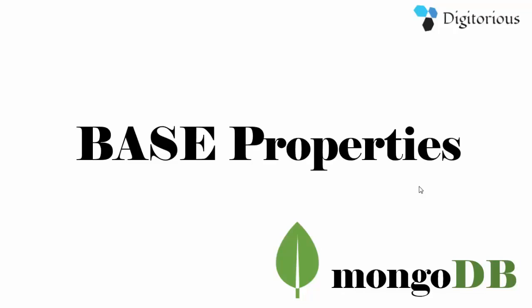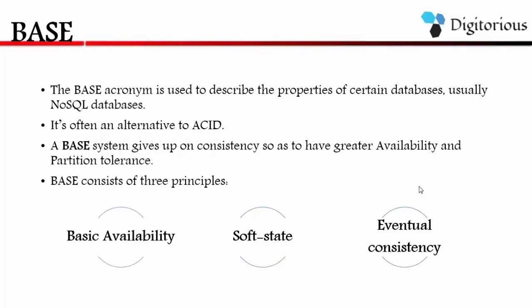This video is about BASE properties. We know that RDBMS are ACID and NoSQL are BASE systems. As a BASE system gives up on consistency, but before we have said that MongoDB provides consistency, and here we are saying that BASE systems give up on consistency. So why is it so?